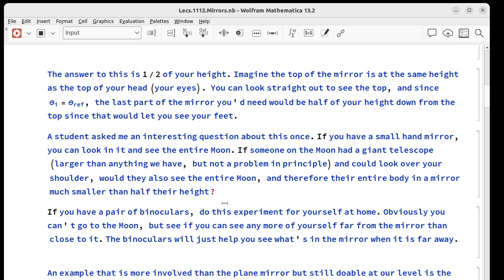The way to figure this out, if you get a pair of binoculars, you can do a version of this experiment at home. And that is, look at yourself in a mirror and see how much of yourself you can see in this hand mirror when you're close to it, and then back away from it looking with the binoculars. All they're going to do is help you see what the mirror shows when it's far away, and you can see when you back across the room, can you fit more of your body in the mirror? You should give this a try if you have access to binoculars.